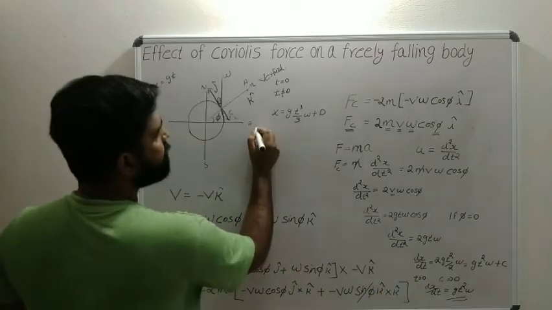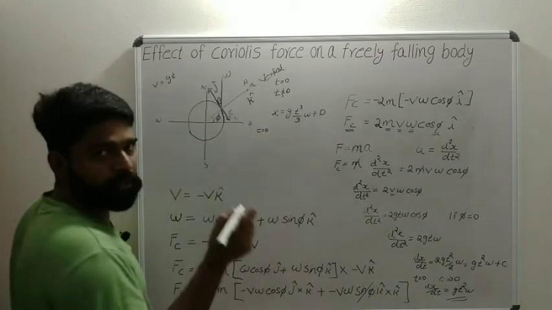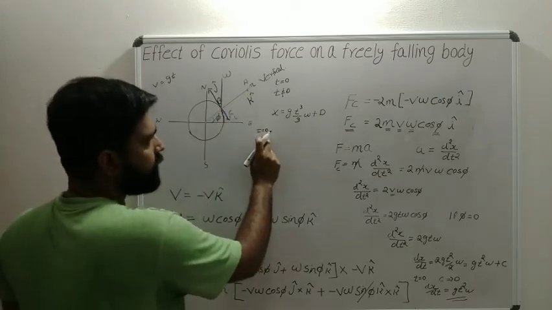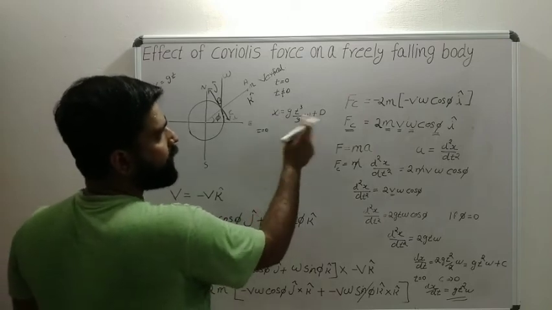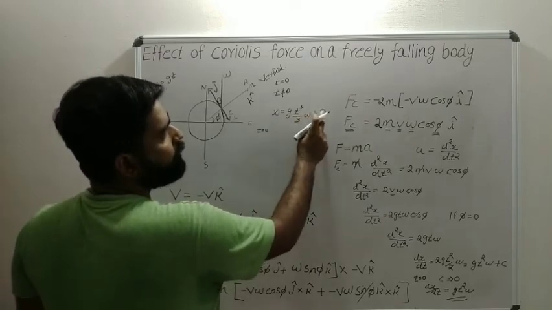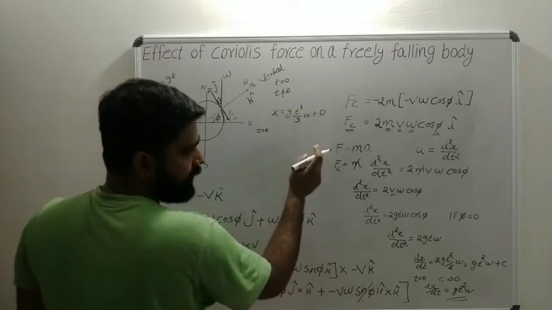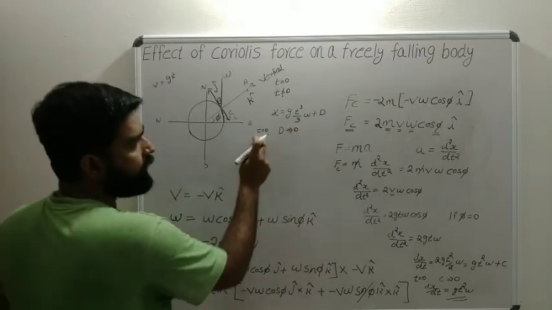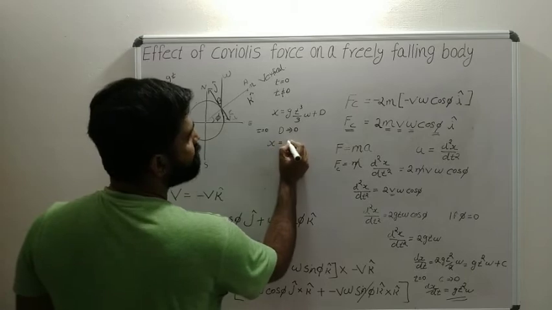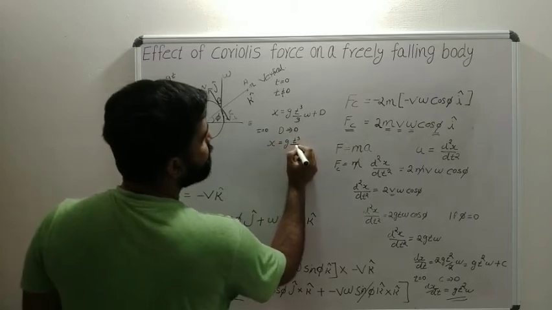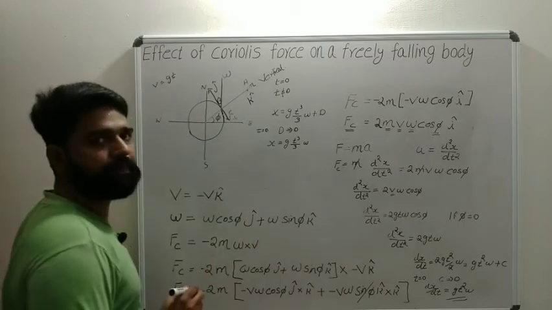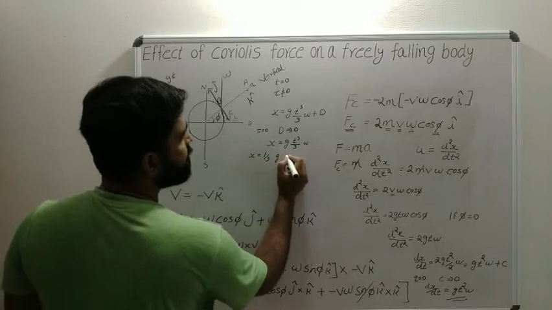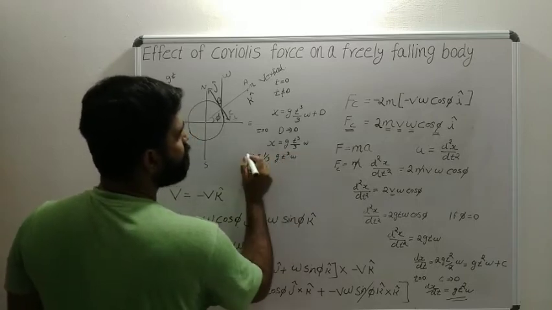Applying the same condition, that is if t is equal to 0, there is no displacement, which means at time 0 the value of x is equal to 0. That means g t cube by 3 omega plus d is equal to 0. What does it mean? d becomes 0. At this condition, we get x equal to g t cube by 3 omega, that is x is equal to 1 by 3 g t cube omega.